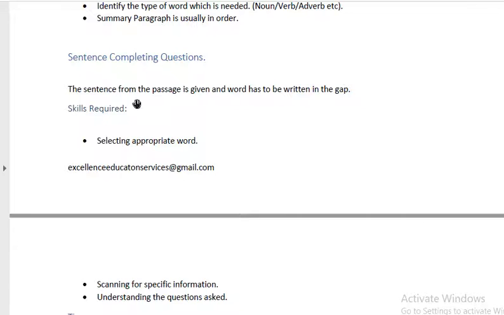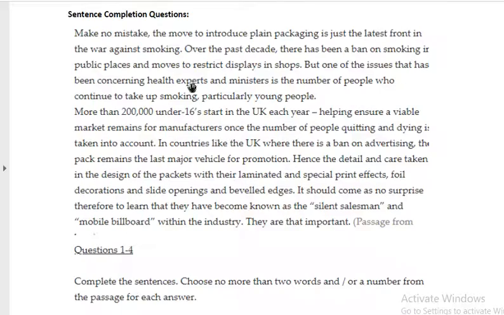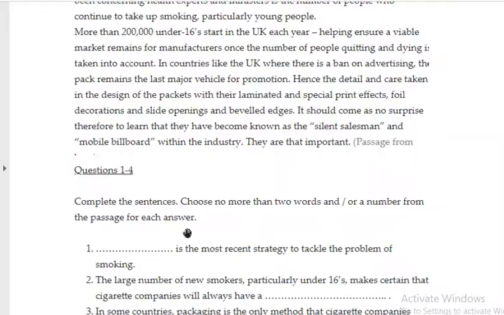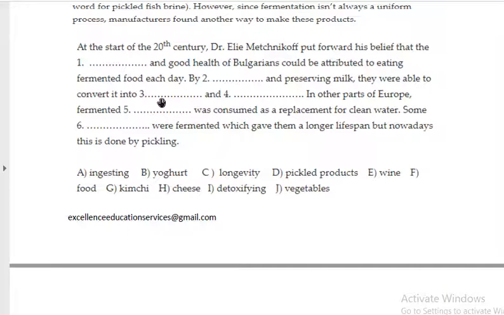Sentence completion question. The sentence from the passage is given and a word has to be written in the gap. What type of question is this? This is a sentence completion question, like a whole paragraph, and these are the blanks. So these two are a bit similar, but there is an example.